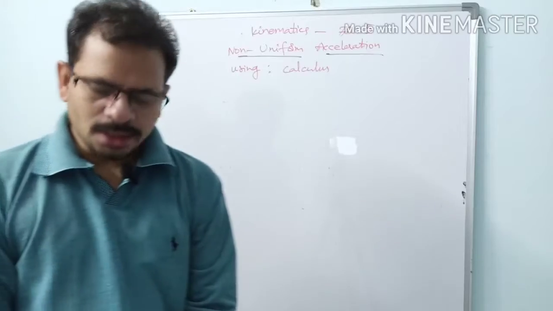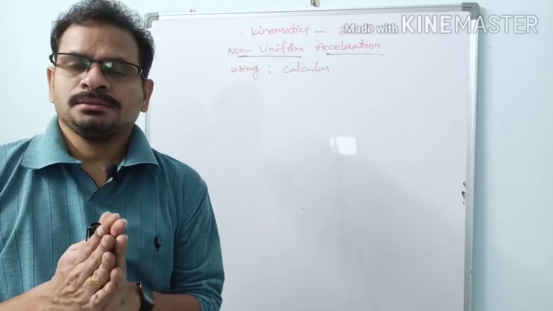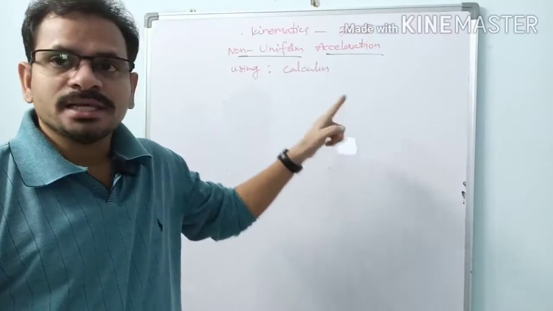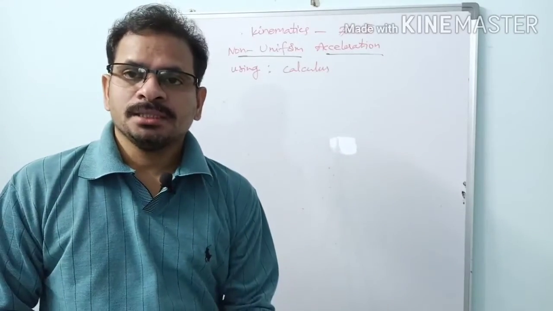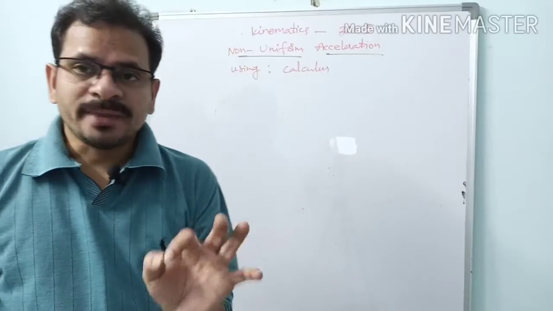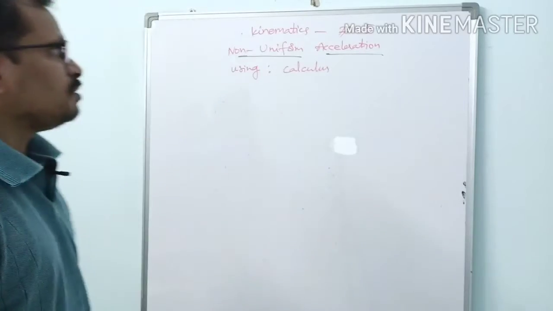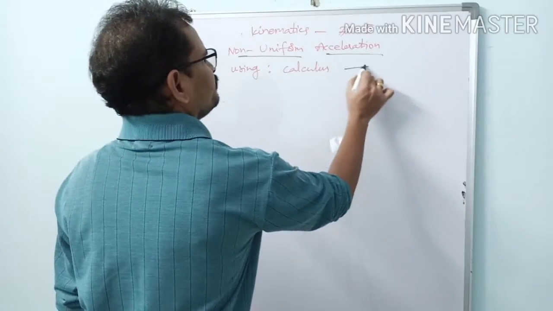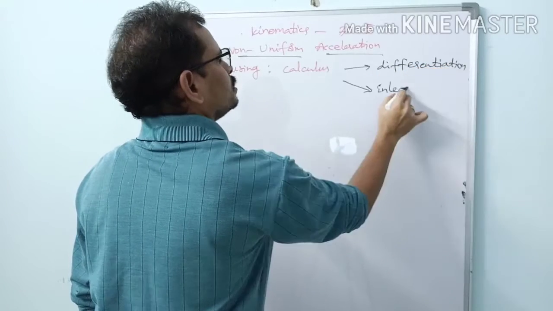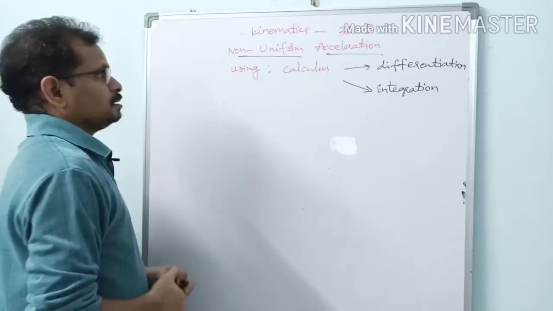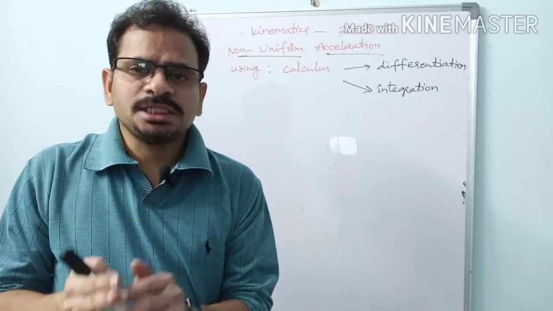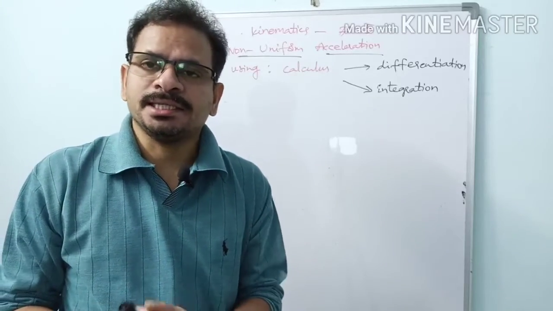So non-uniform acceleration problems can be solved by using two methods. One is calculus and the other one is using graphs. I will make another video regarding graphs. Now let us deal with non-uniform acceleration using calculus. Calculus involves two parts of mathematics: one is differentiation, another one is integration. So when to use differentiation and when to use integration, let us discuss those things.